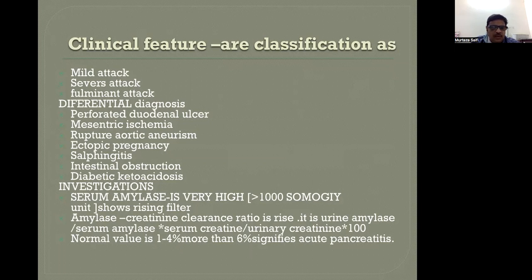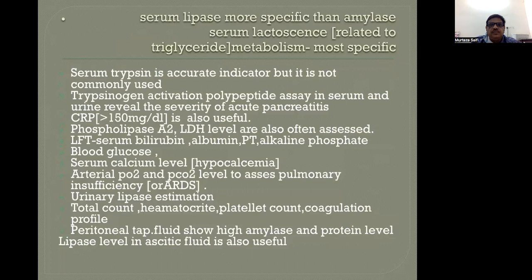Amylase is also raised in urine. The amylase clearance to creatinine ratio: urinary amylase, serum amylase, serum creatinine, urinary creatinine; normal value is 1 to 4, more than 6% signifies acute pancreatitis. Serum lipase is more specific than amylase. Serum lipase is the most specific, being involved in triglyceride metabolism. Serum trypsin is an accurate indicator, but it is not commonly used. Trypsinogen activation peptide assays in serum and urine levels.